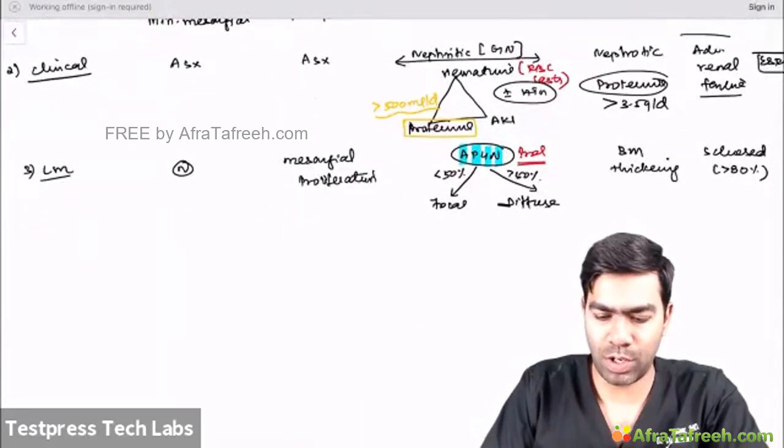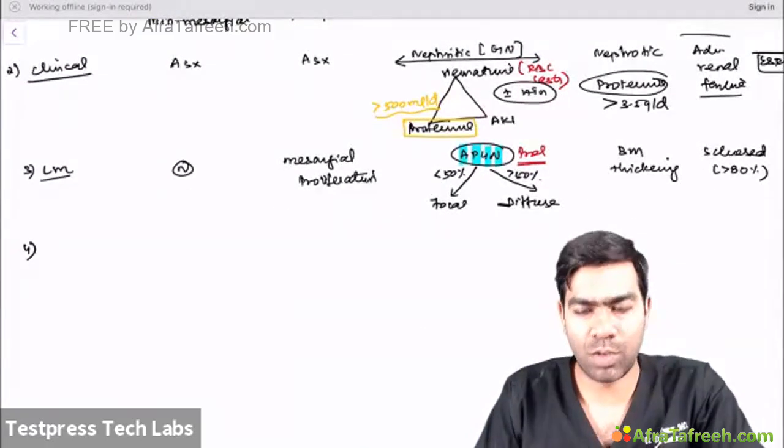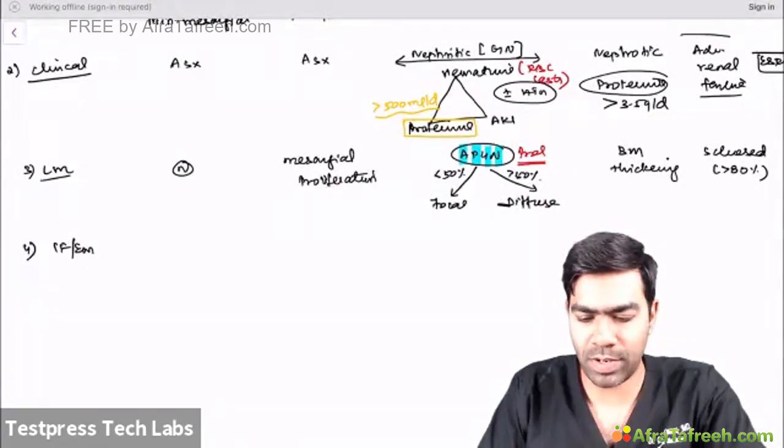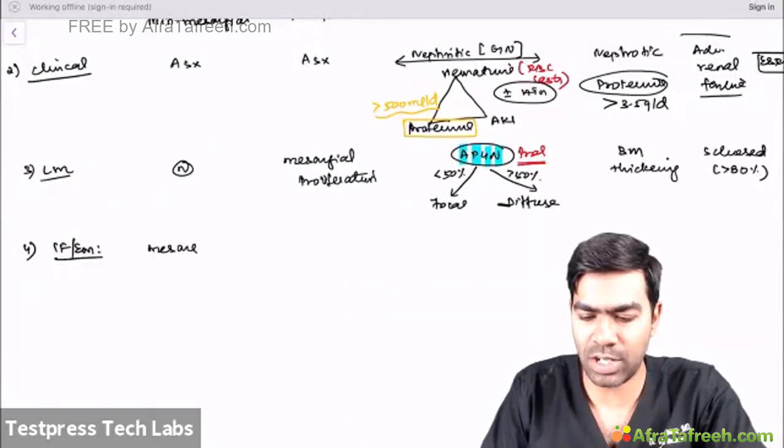And next, moving on to the 4th, that is the immunofluorescence. Immunofluorescence plus or minus electron microscopy findings. What you see in immunofluorescence and electron microscopy, you will see these typical mesangial deposits.